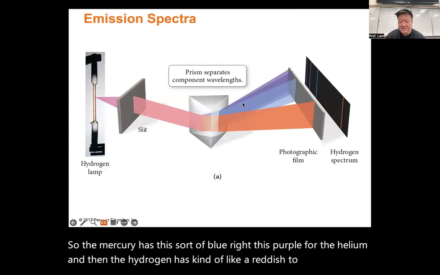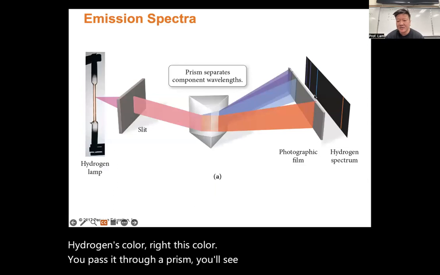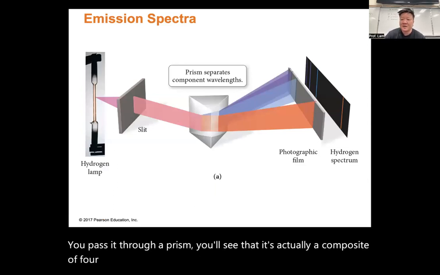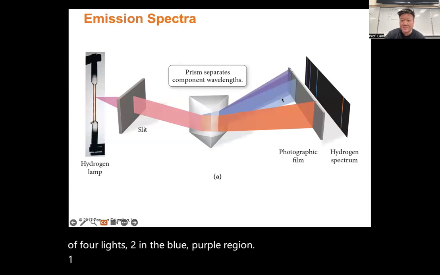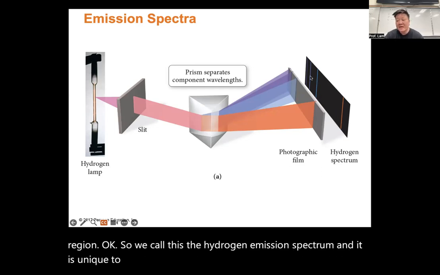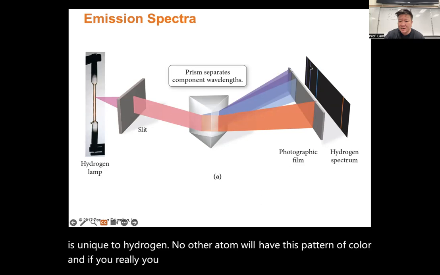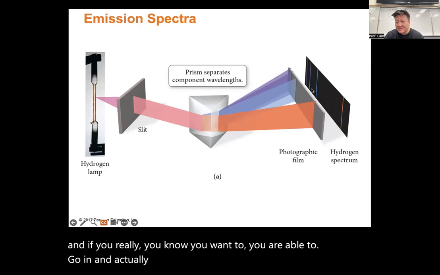But if you take the hydrogen's color and pass it through a prism, you'll see that it's actually a composite of 4 lights: 2 in the blue-purple region, 1 in the bluish region, and the other one in the orange region. We call this the hydrogen emission spectrum, and it is unique to hydrogen. No other atom will have this pattern of color. And if you really want to, you are able to go in and identify these as whatever wavelength this is. And so it is really unique, right?